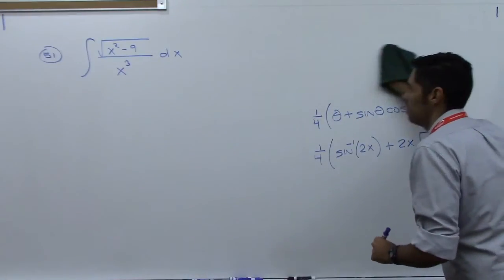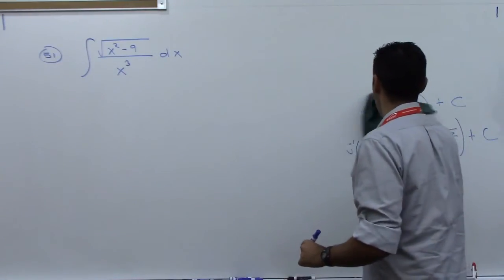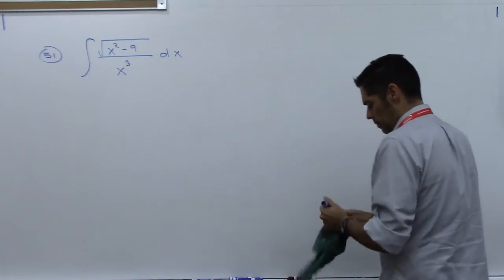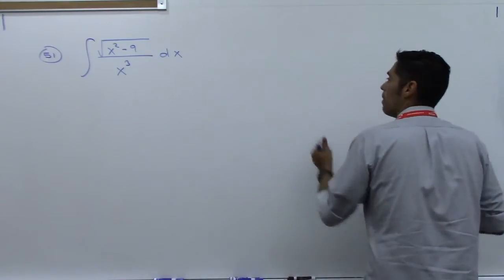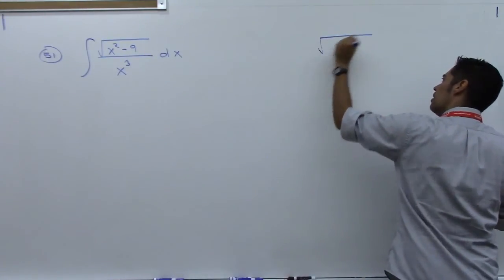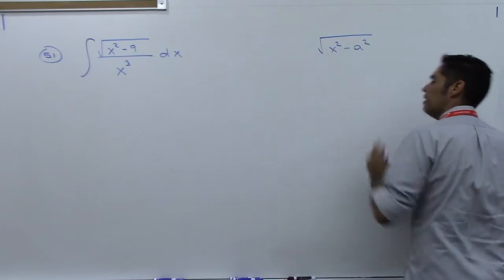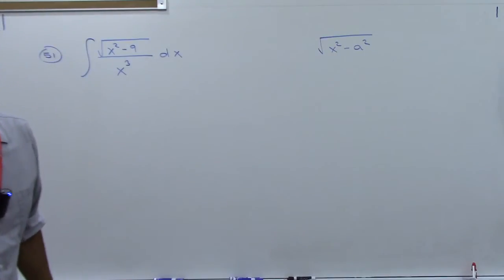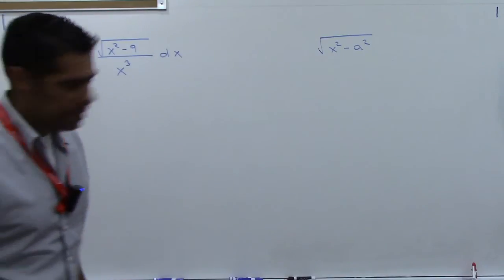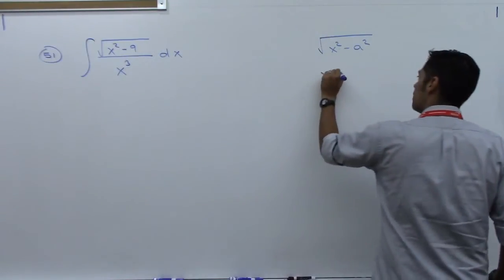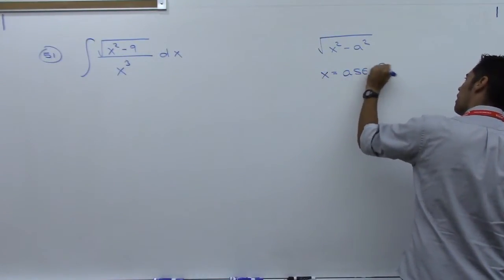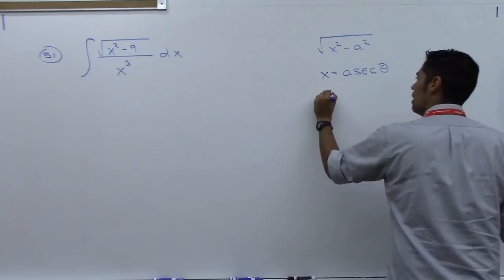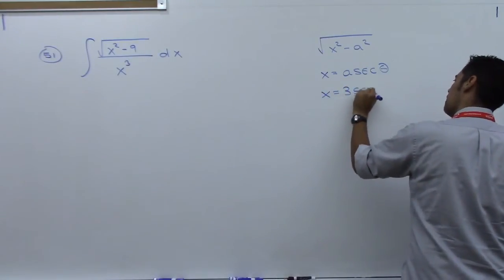Well, the good news is that what's in the square root is exactly the form that we like. It looks like the square root of x squared minus a squared. And the number in front of x is 1, so we are just going to use the substitution x is equal to a secant theta. And in this problem, a is 3 because the square root of 9 is 3. So x is equal to 3 secant theta.